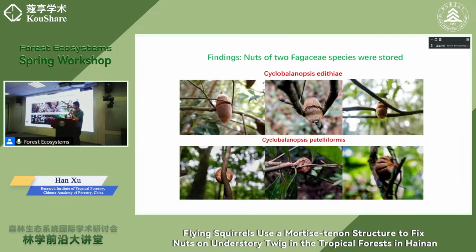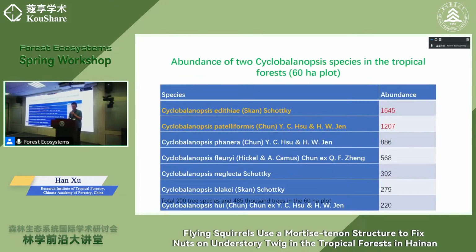And these are the two Cyclonopsis species that the squirrels stored on the twigs. One is Cyclonopsis edicea, and the other one is Cyclonopsis platyliformis. These two Cyclonopsis species are also the most abundant species in our big plot. In the big plot, you can find Cyclonopsis edicea has 1,600 individuals. For our plot, which you previously saw this morning, we have about half a million individuals. So these two species are the most abundantly used and stored by the squirrels.